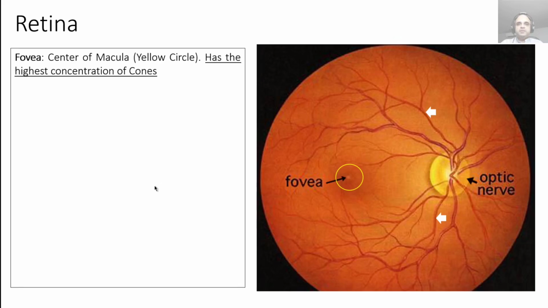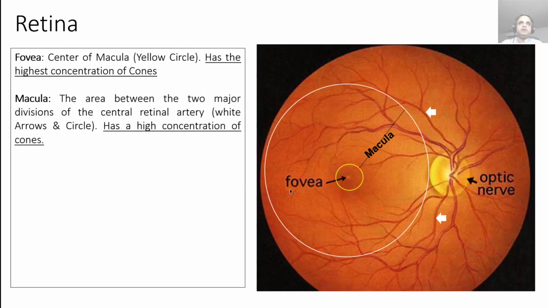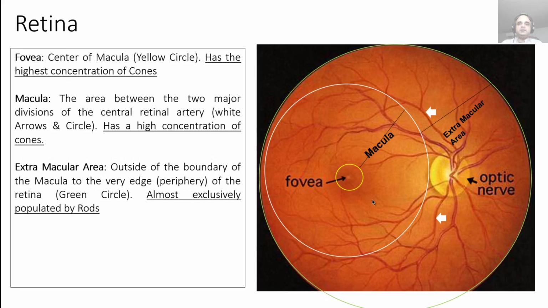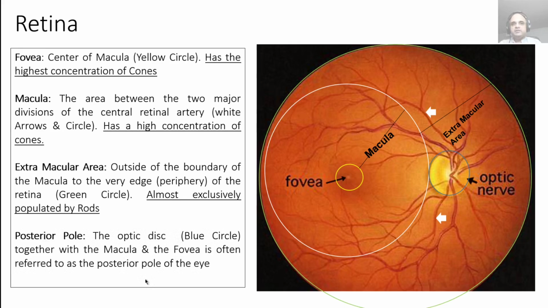This is a picture of the posterior pole of the eye. This is the fovea. This is the foveal reflex. I'm sure you know why this is here. This is the macula, which is the part of the retina between the first major division of the central retinal artery, and everything beyond this can be described as an extramacular area. This is the optic nerve. The optic nerve together with the macula is referred to as the posterior pole of the eye.